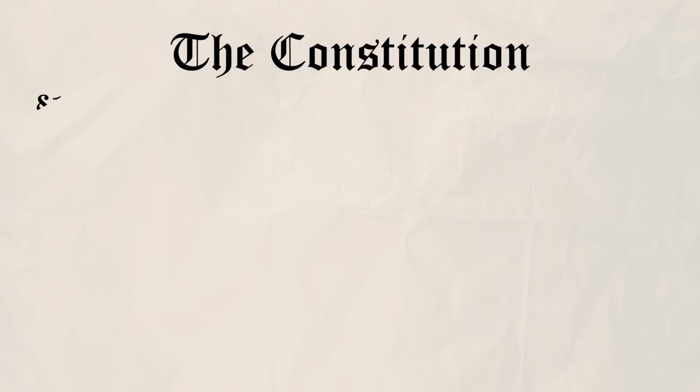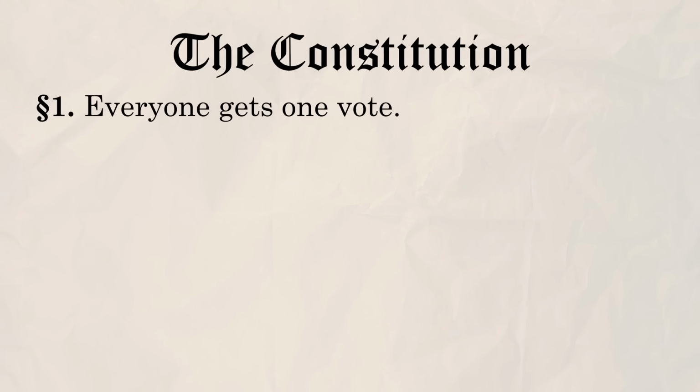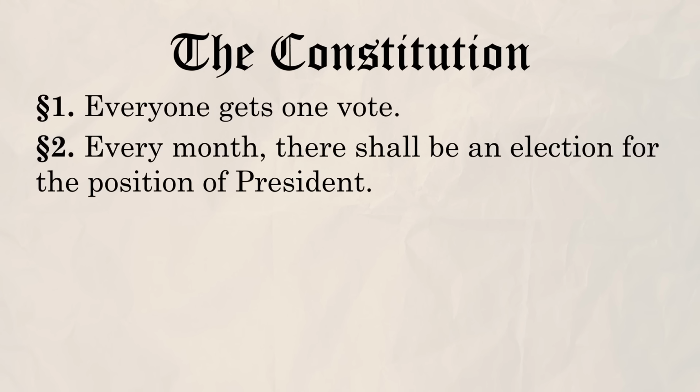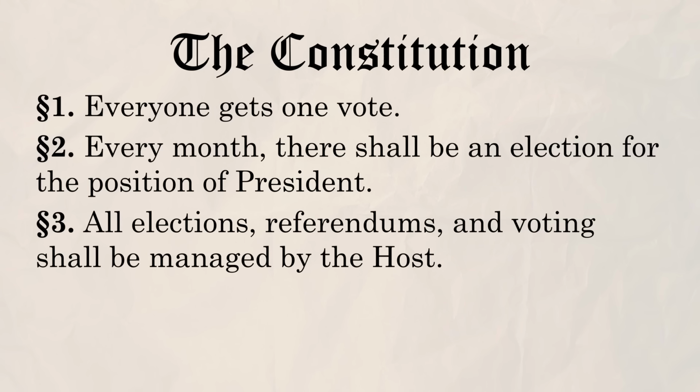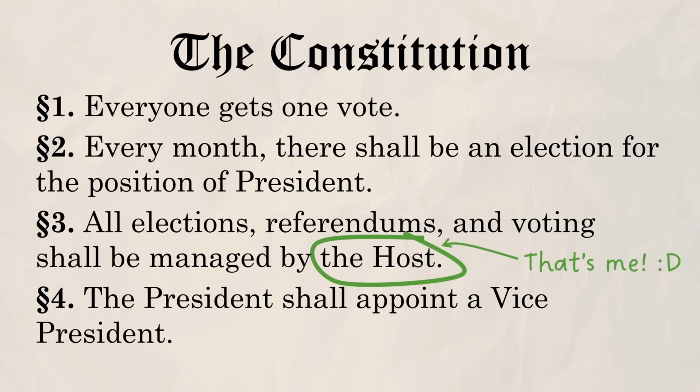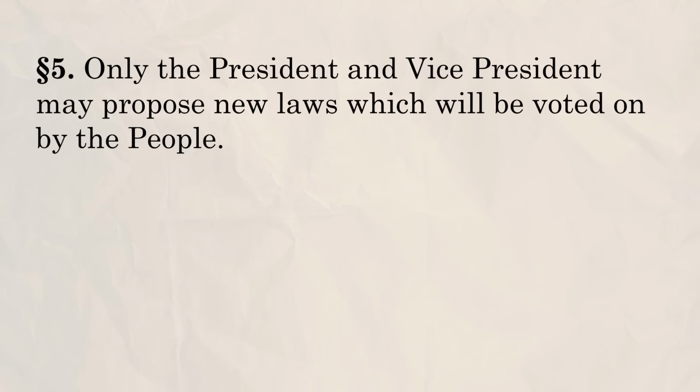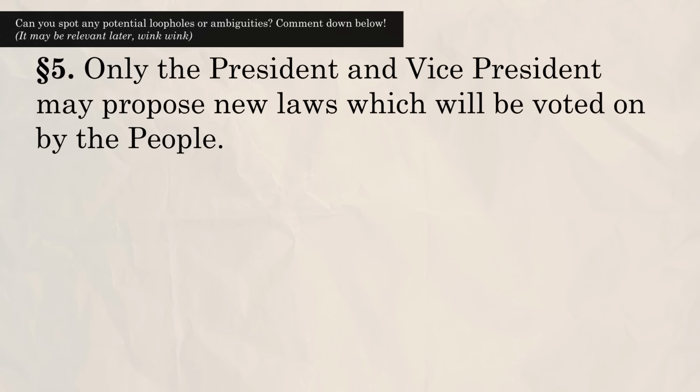Firstly, there would be a constitution. 1. Everyone gets one vote. 2. Every month, there shall be an election for the position of president. 3. All elections, referendums and voting shall be managed by the host. That's me. 4. The president shall appoint a vice president. 5. Only the president and vice president may propose new laws, which will be voted on by the people.